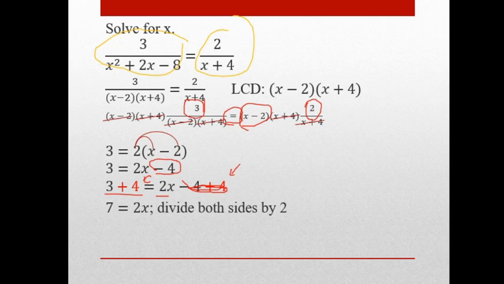Now, may natitira pa rin 2 doon. Kaya sabi, divide both sides by 2 para makancel yung 2 doon. So, kung i-divide natin both sides yan by 2, maka-cancel na yung 2. So, x equals 7 over 2. I-simplify, i-reduce yung fraction kung kailangang i-reduce. So, that's it. Ganun lang naman ang simple. So, there are 4 steps. Find the LCD. Multiply each term with the LCD. Pangatlo, cancel yung pwedeng i-cancel. And the last one is i-simplify na natin yung equation.